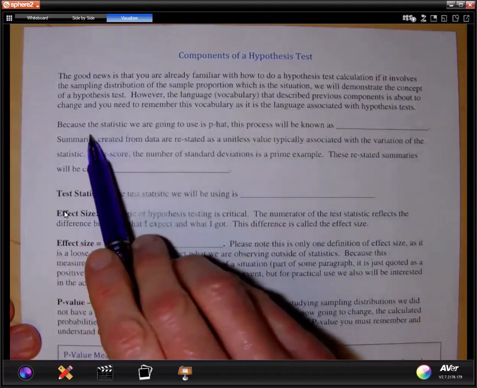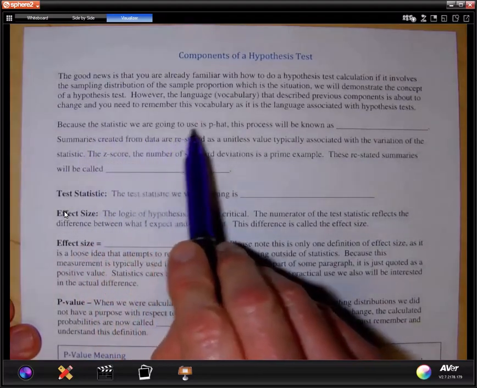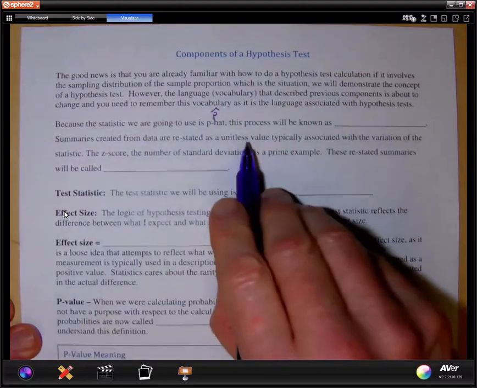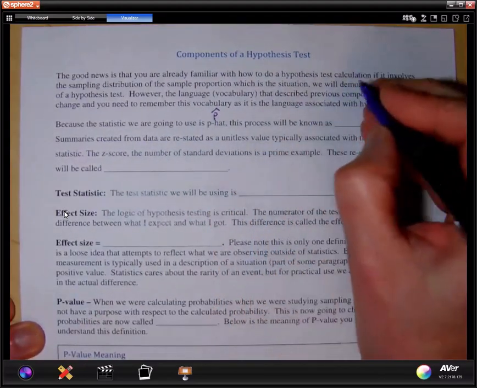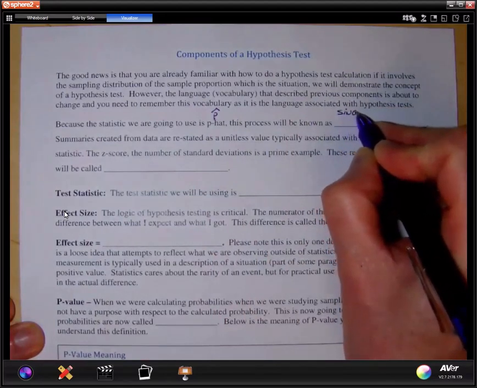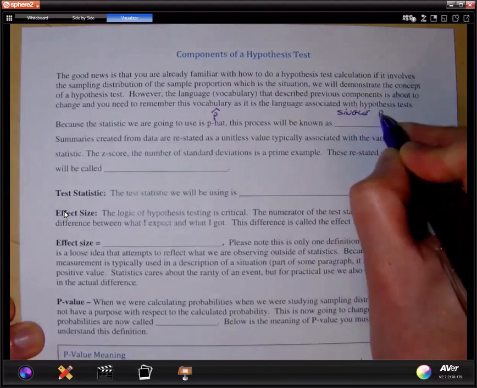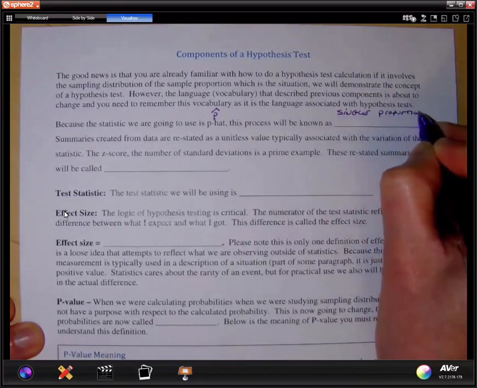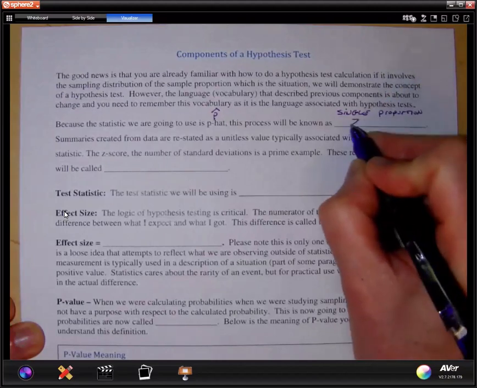Let's look at an example, because the statistic we're going to use is p-hat, right? So we see our old known p-hat. This process will be known as single proportion z-test.